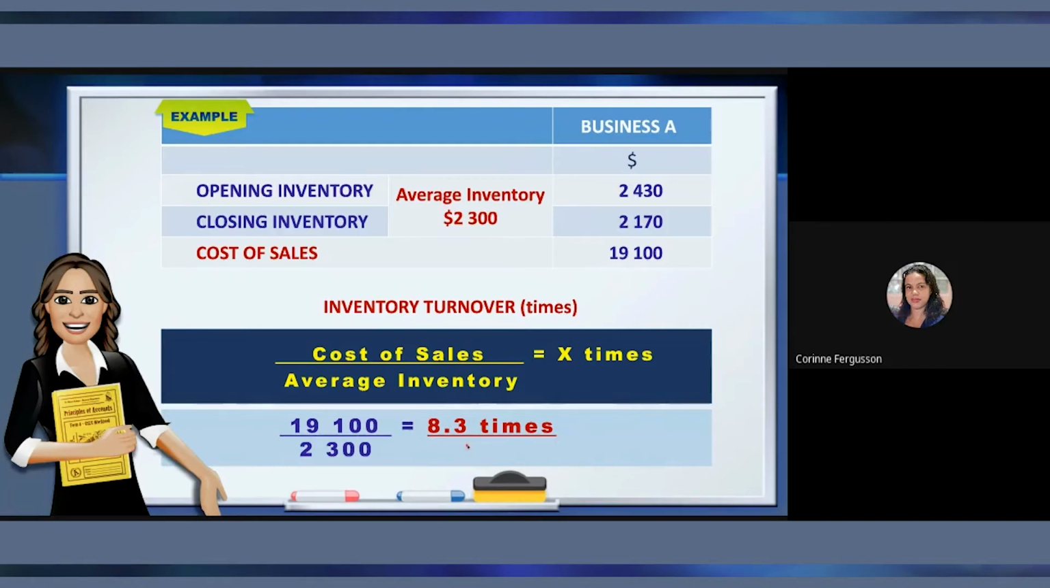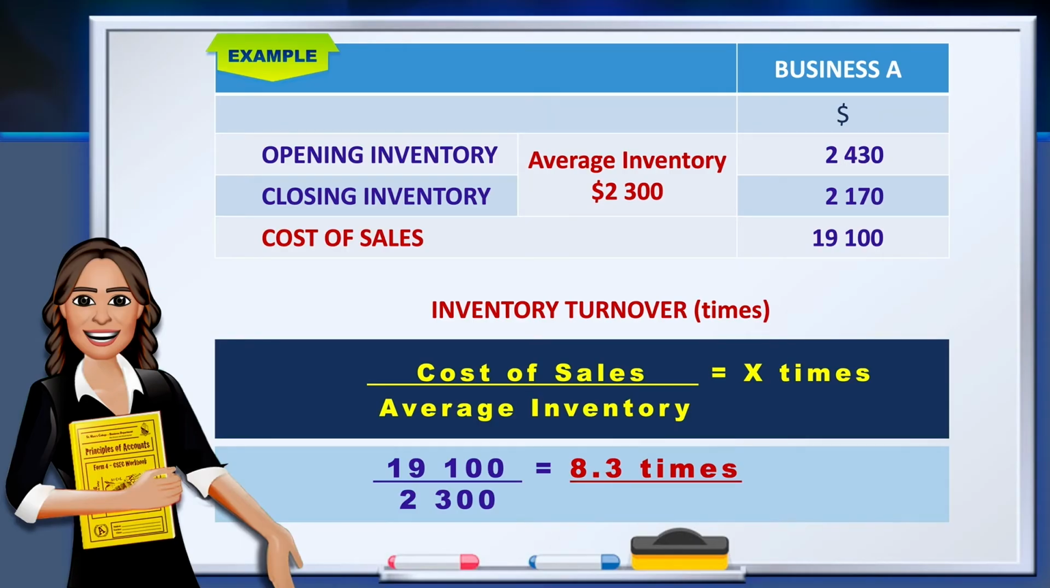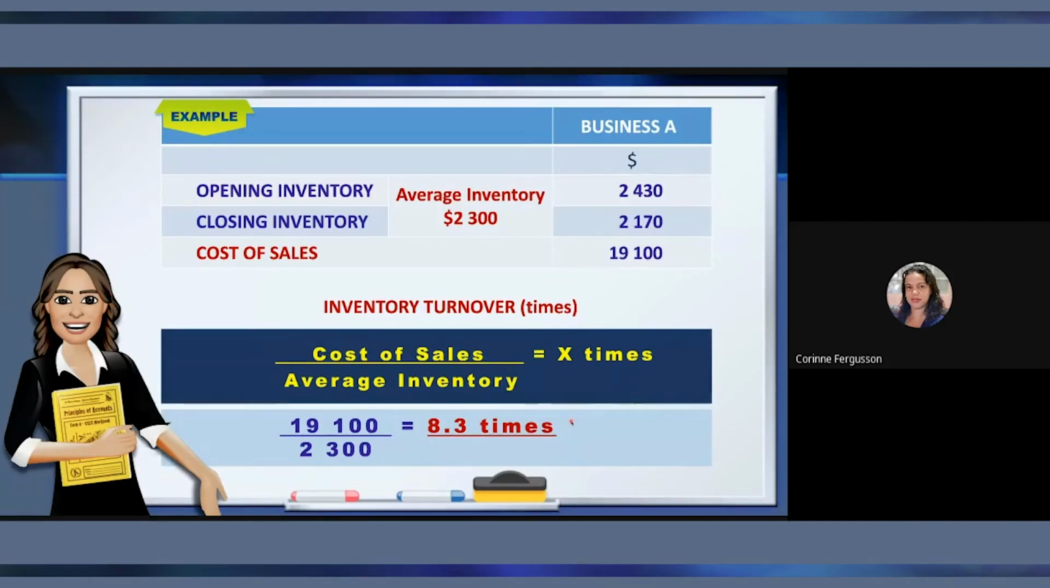So you get your answer, you write down your answer, 8.3, and then make sure you add times to that, please. So this is telling you on average how many times inventory is sold per year, and in this question, 8.3 times it is sold.